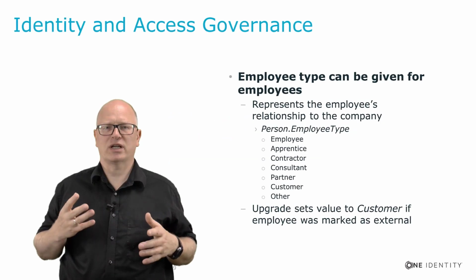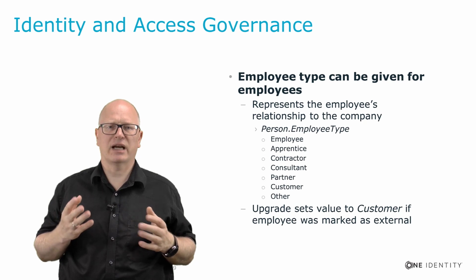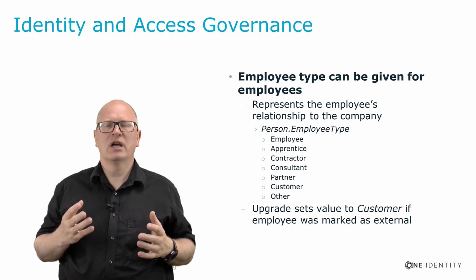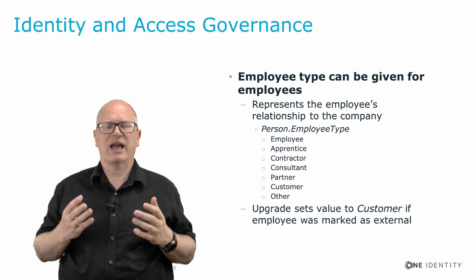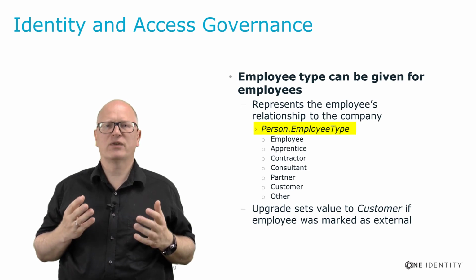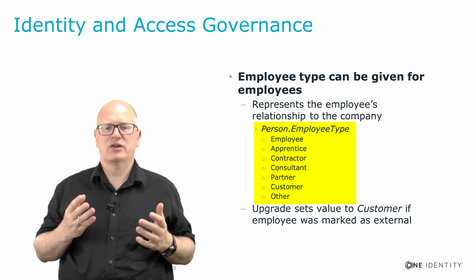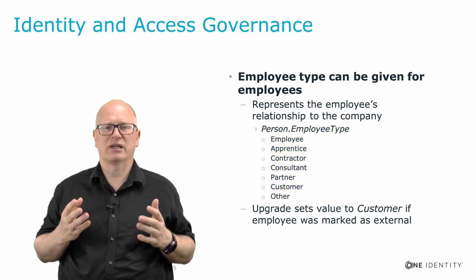In the past, we changed a lot about employees and sub-employees. That means identities and sub-identities. Now, with version 8.1, a new property was added to the person table, which is employee type. In this property, we can configure an employee type like a standard employee, an apprentice, a contractor, consultant, and so on. You can see these employee types on the list.